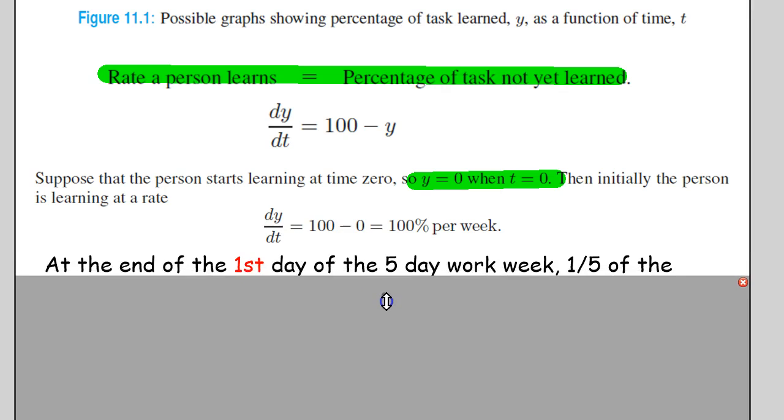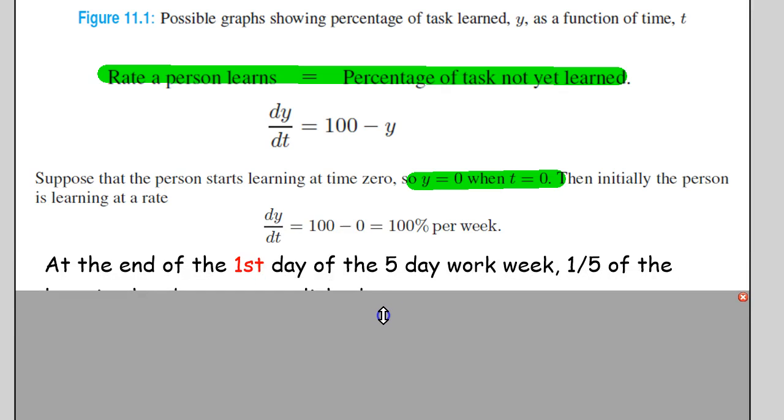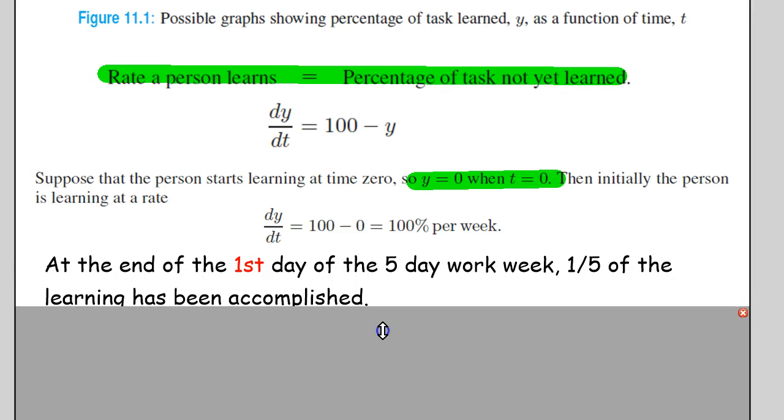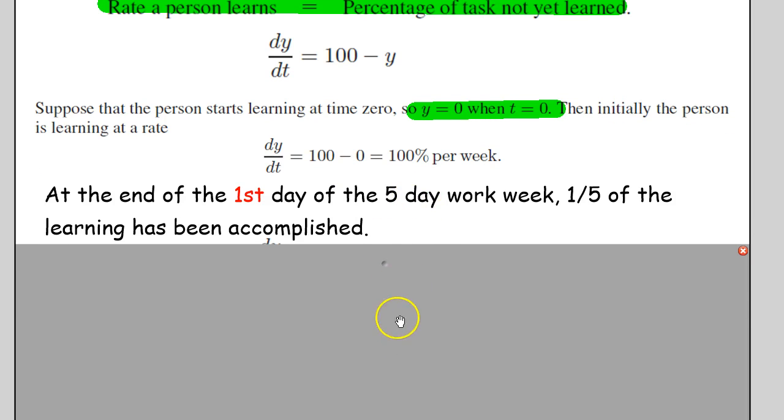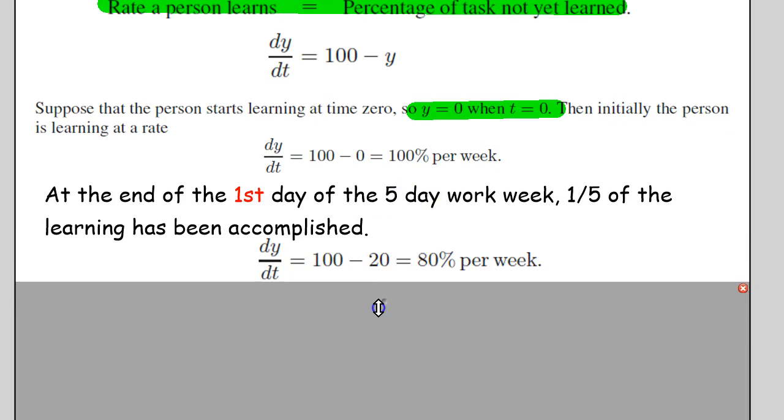But we know that the rate decreases. So let's take a look at just the end of the first day of the week. At the end of the first day of the 5-day work week, if this is the current rate at which the person is learning, then after 1 day they have learned 1/5 of the learning, which is of course 20%. So after 1 day, dy/dt would be 80% per week. This 80% is a result of the decrease, so it's consistent with the fact that the rate at which the person learns decreases.